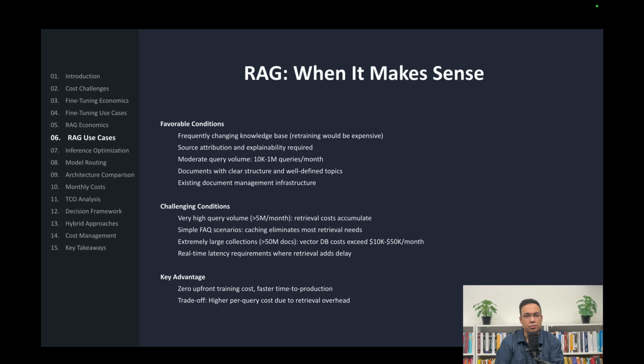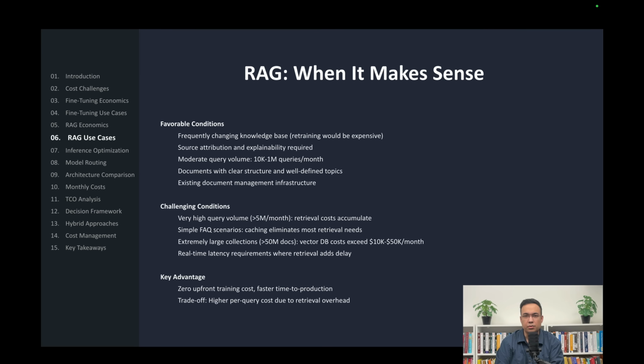Second is the source attribution and explainability requirements. RAG systems naturally provide you citations because you're retrieving specific documents, and you can show the users exactly where the information came from. This is critical in domains like healthcare, legal, and compliance, where you need to justify every answer.